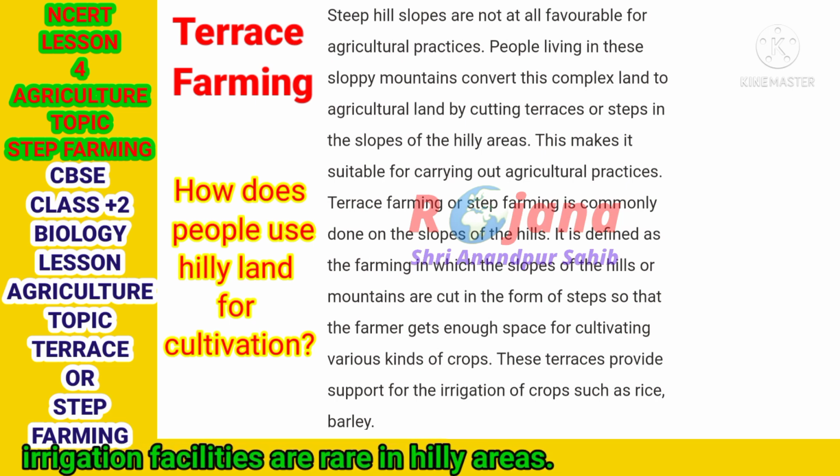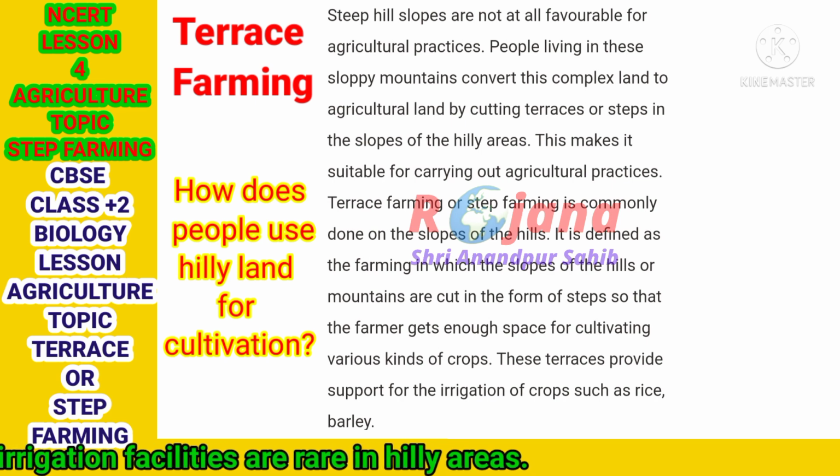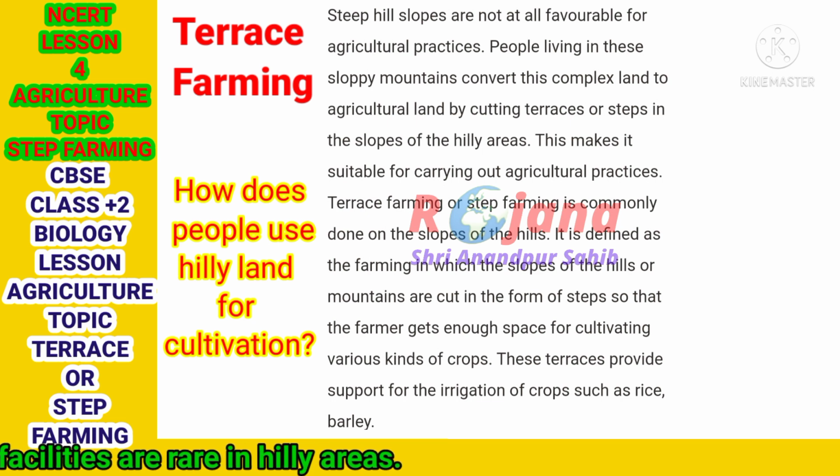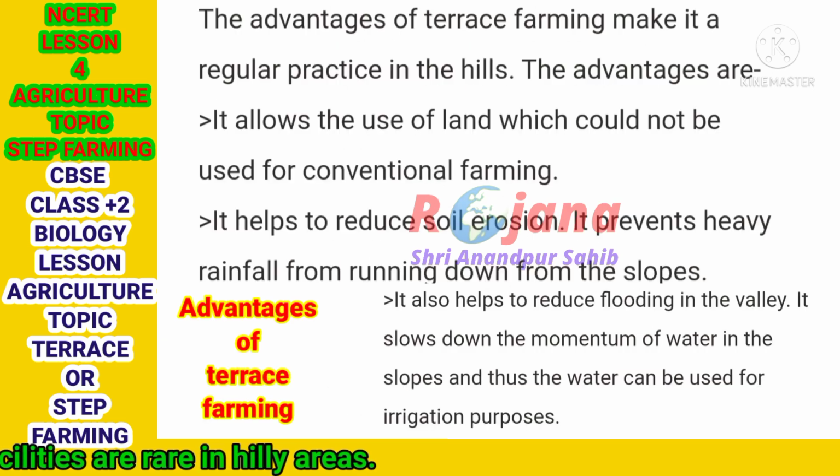Terrace farming or step farming is commonly done on the slopes of the hills. It is defined as the farming in which the hills or mountains are cut in the form of steps so that the farmer gets enough space for cultivating various kinds of crops. The advantages of terrace farming make it a regular practice in the hills.